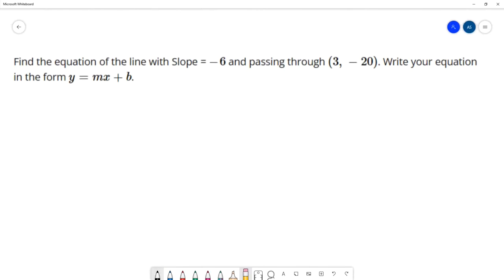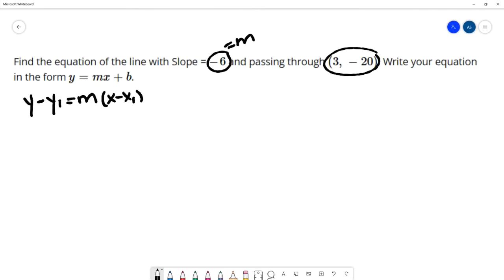The first way is going to be using point slope form. That's y minus y1 equals m times x minus x1. We're given the slope of -6, that's m, and we're given a point on the line that's going to be x1, y1. We're going to substitute into that point slope form, and we have y minus -20 equals -6 times x minus 3.